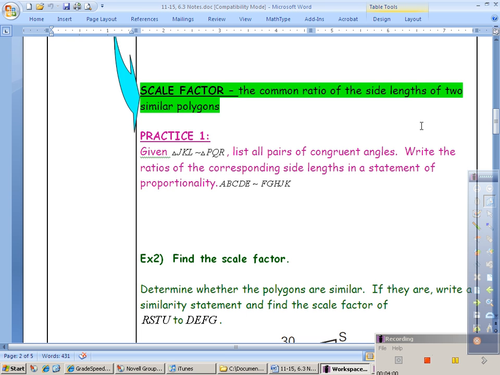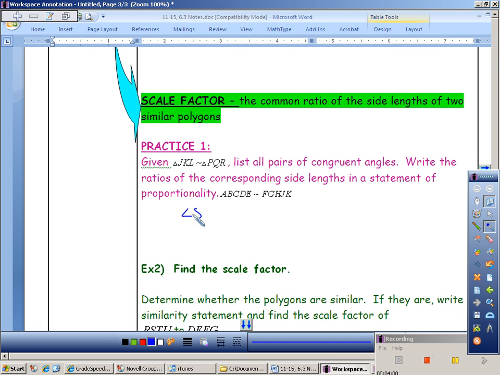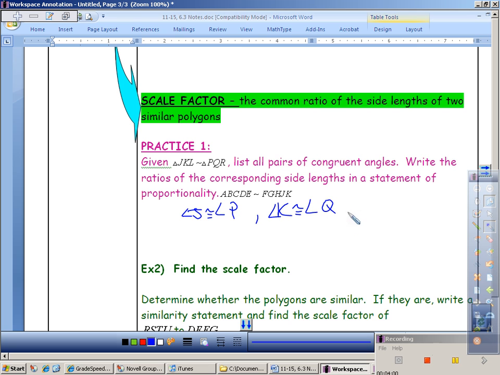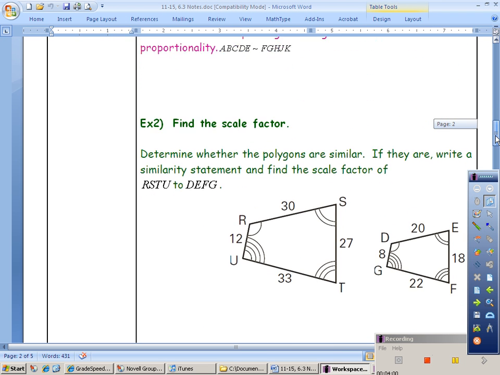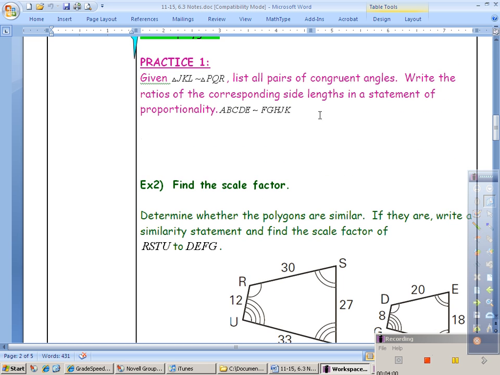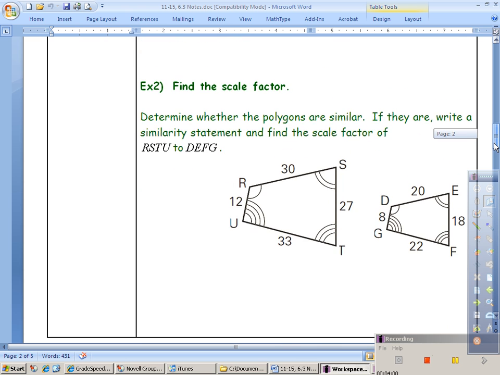So in practice 1 here, triangle JKL is similar to PQR, list all congruent angles. So I can tell from how it's written that angle J corresponds with angle P. Angle K corresponds with angle Q. And angle L corresponds with angle R. And the second part here, corresponding side lengths, there must have been a picture that somehow got removed. So we'll skip that and go on to the next example.